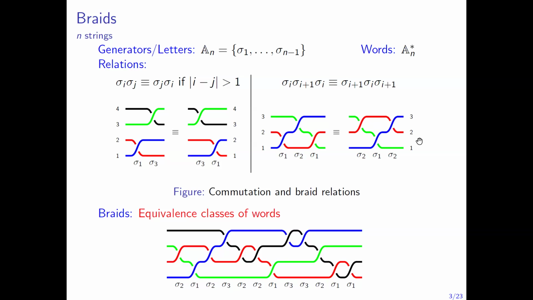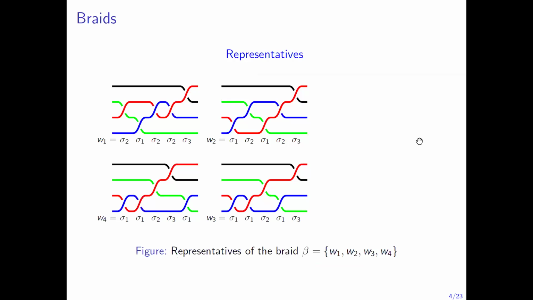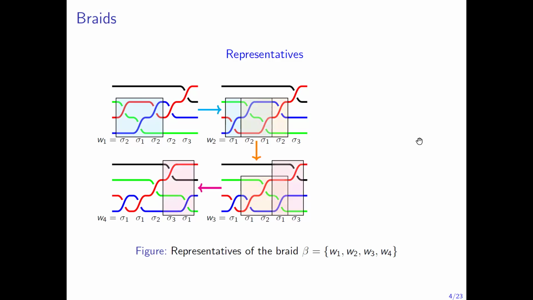Okay, but we want to have more structure on this because for now, braids are only equivalence classes of words. There is no structure here. So I'm going to take a smaller example to talk about what structure lies behind. Here the braid beta has 4 representatives. They all fit on the screen, so this is nice. W1, W2, W3, W4, and we can go from one to the other via a sequence of relations.